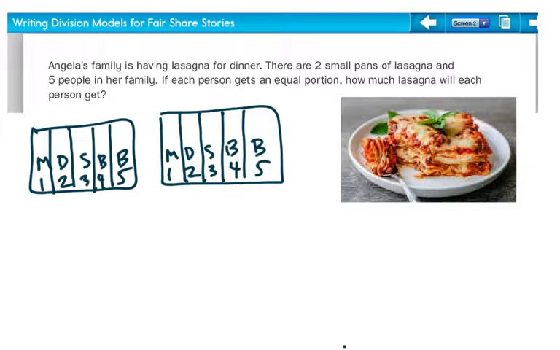If they each get an equal portion, how much lasagna will they get? Let's just count up mom's. Mom gets 2. And how many equal sections are each pan divided into? Fifths. So 2/5 of the pan.